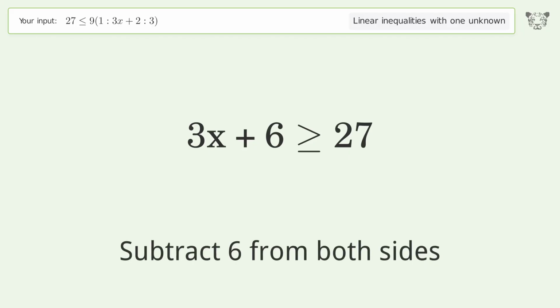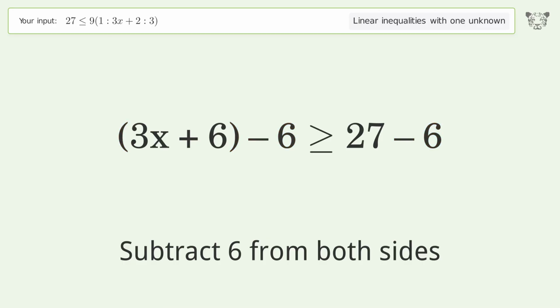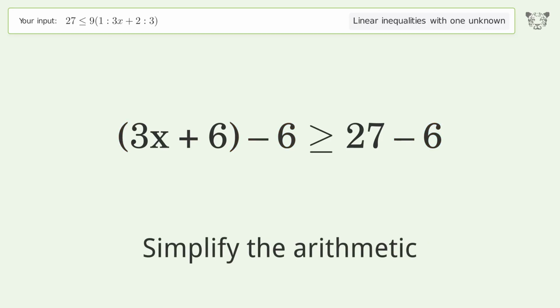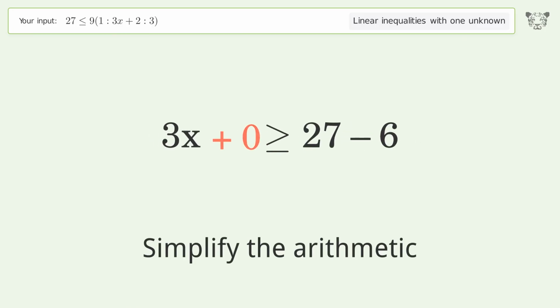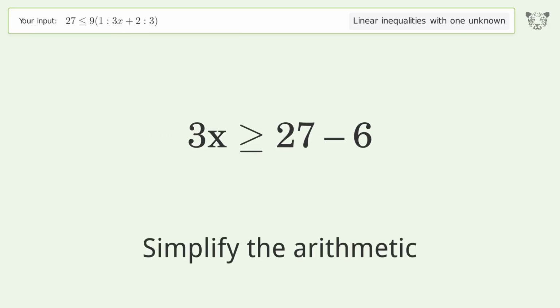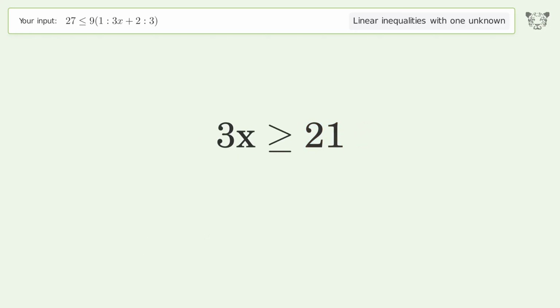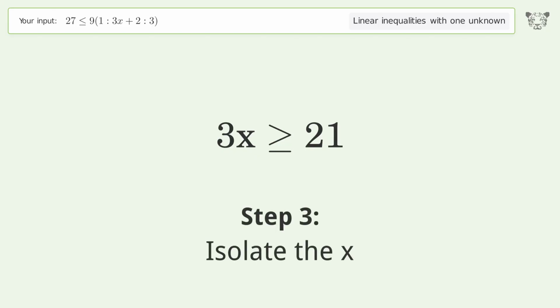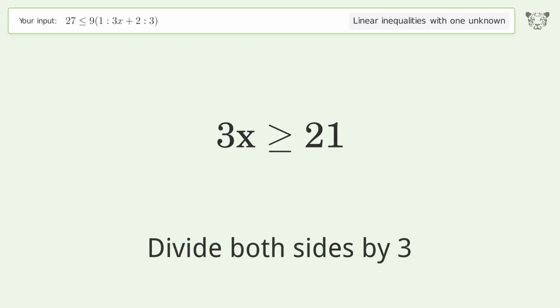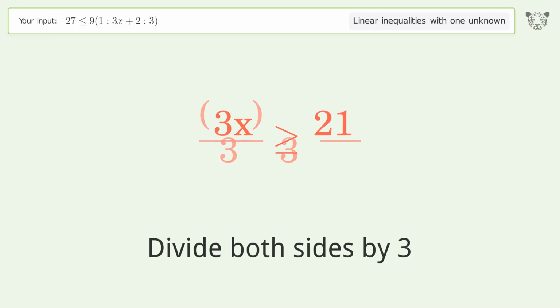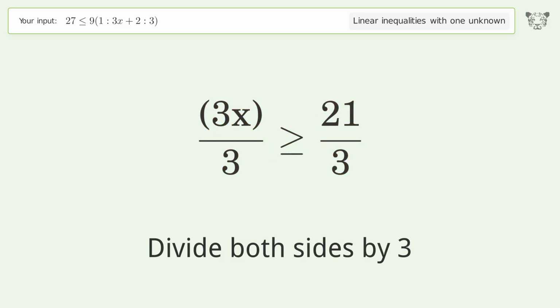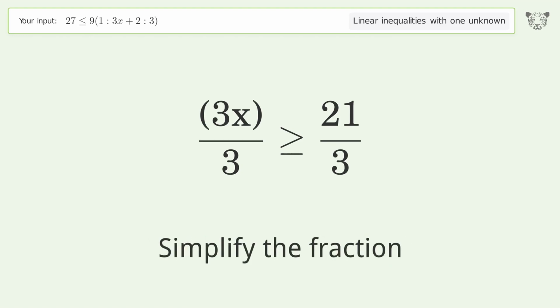Subtract 6 from both sides. Simplify the arithmetic. Isolate the x. Divide both sides by 3. Simplify the fraction.